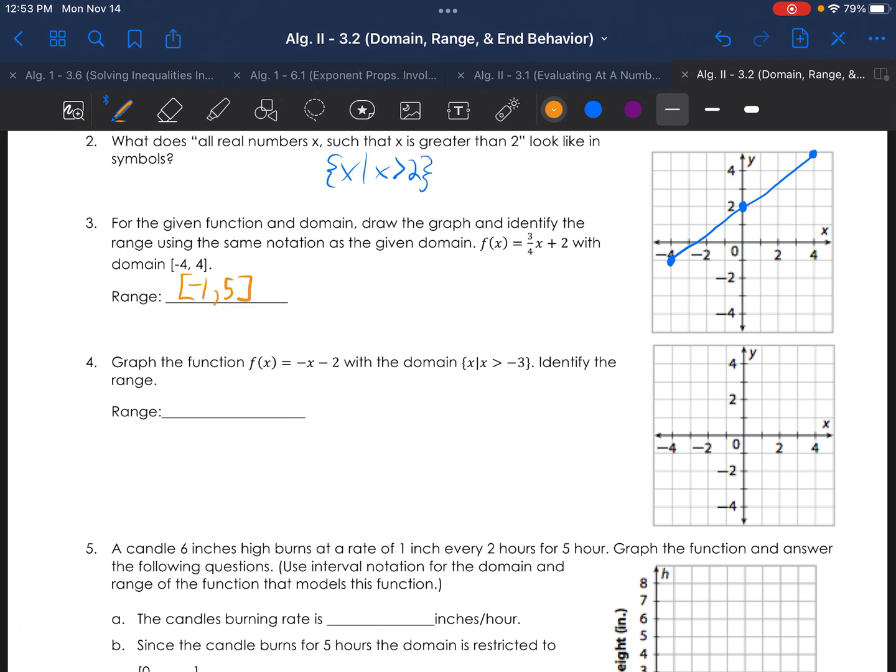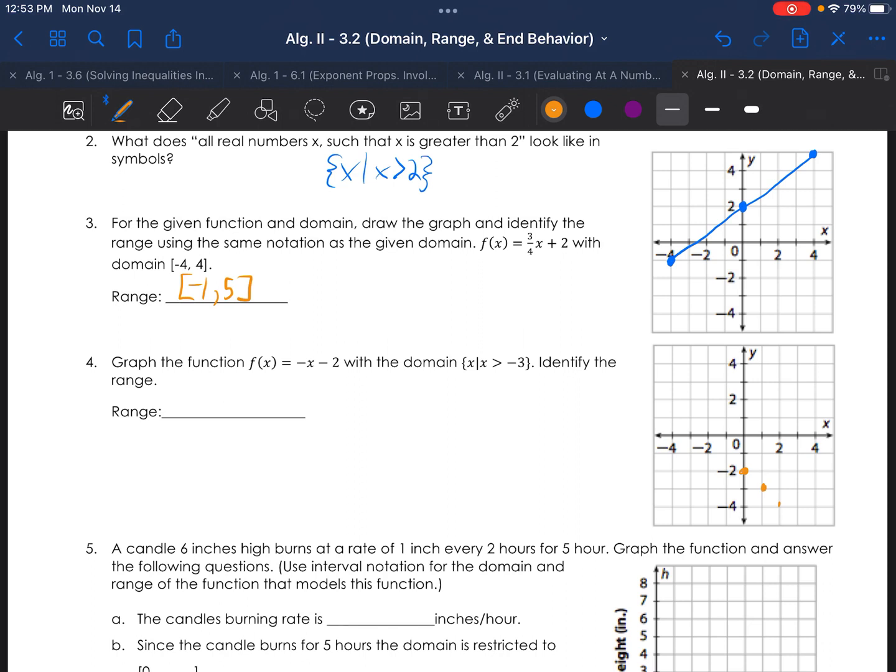Number 4, graph the function f of x is equal to -x minus 2 with the domain x such that x is greater than -3, and identify the range. Okay, so -x minus 2. So start off at -2, and with the negative slope, -1 slope, I'm really going down 1, right 1.